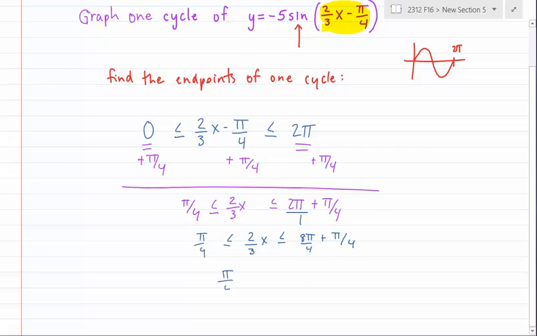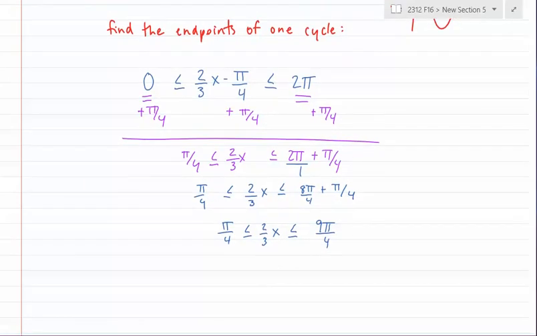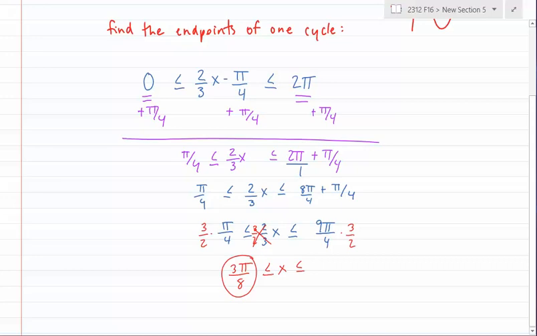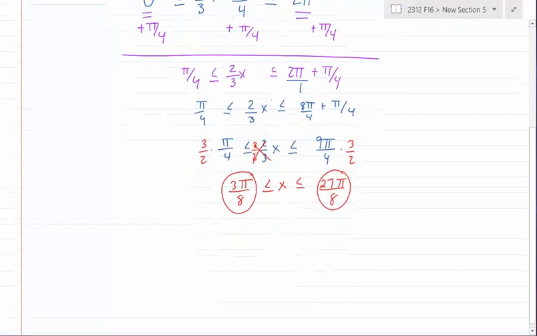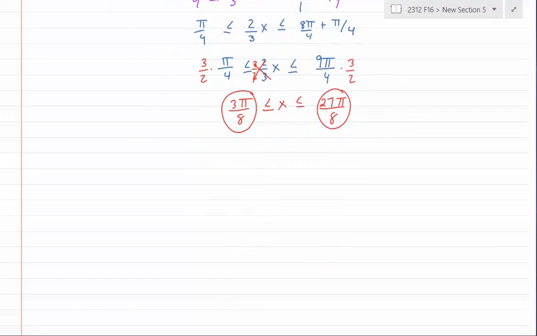Okay, so I'm showing all of my steps, but let me try and hurry up here. So I've got 9 pi over 4 on the right, and the last thing is I have to get rid of the 2/3, so I multiply all the pieces by the reciprocal. If you have to multiply by a negative, of course all the inequalities would flip, but that's not happening here. So I have 3 pi over 8 is where one cycle begins for this graph, and 27 pi over 8 is where it ends. So the numbers might look ugly, but the method makes it pretty simple to do despite ugly numbers.